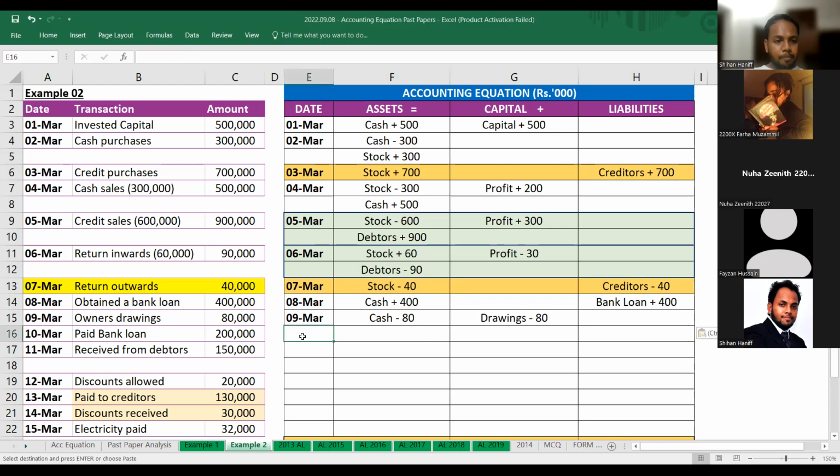Right. 10. Repayment of bank loan. Cash will reduce and bank loan will reduce. Cash reduce, bank loan reduce.